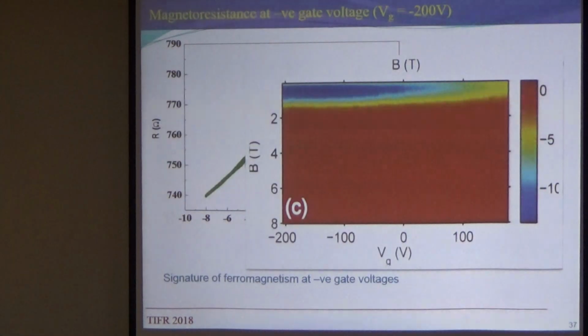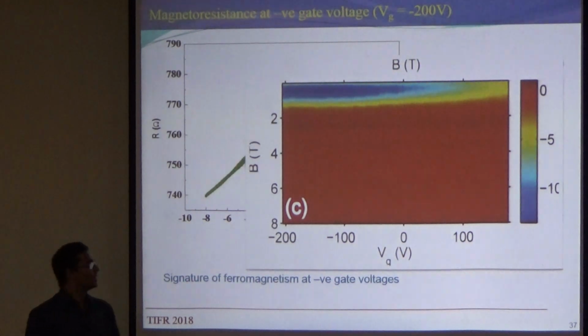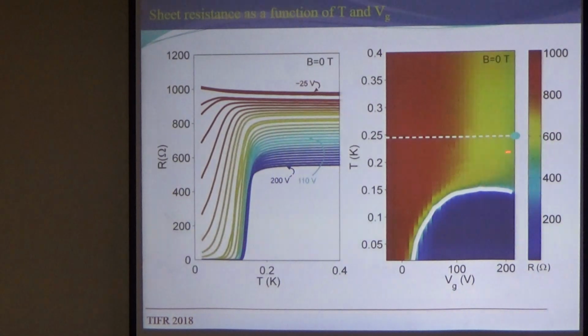This is the hysteresis loop. You can see that the area of the hysteresis goes down as I increase the gate voltage, and beyond a certain number density it completely vanishes. The hysteresis in MR goes away. Now, we go to the other extreme.